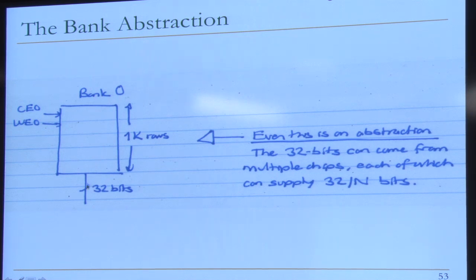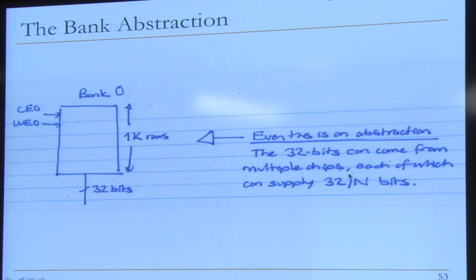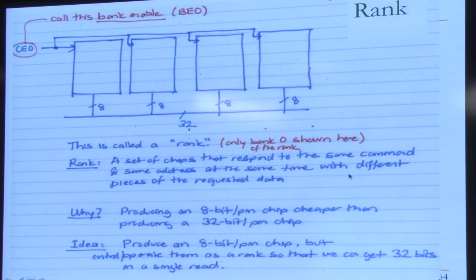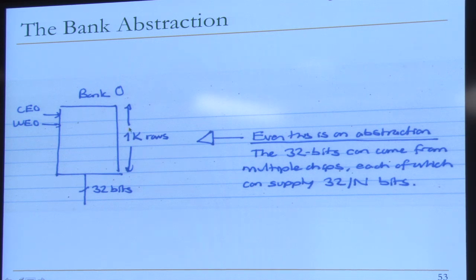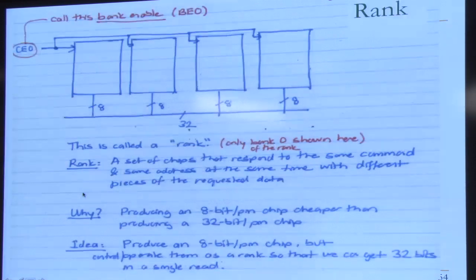Basically, think about a chip that you're getting 32 bits from in one access. You don't actually get the 32 bits from one chip. They can come from multiple different chips, each of which can supply 32 divided by n bits. So it looks like this. I'll introduce the term rank now. Basically, this is your bank 0. Instead of having a bank give you 32 bits, you have multiple chips, each of which gives you 8 bits.